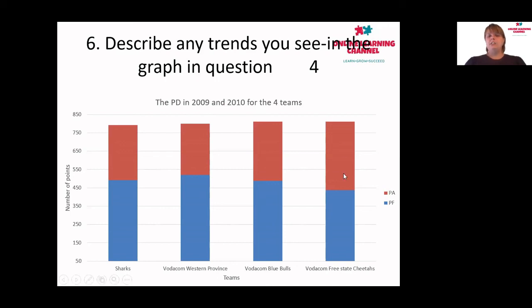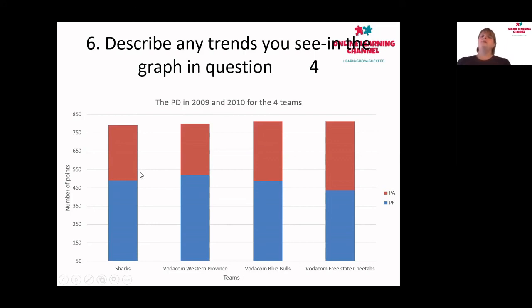You can see that here the Cheetahs have quite a nice balance between the points against and points for them. The Bulls have more points for them than points against them, as well as the VP has more points for them than against them. The Sharks is almost the exact same, but you can see there is a difference between the points for them and the points against them.